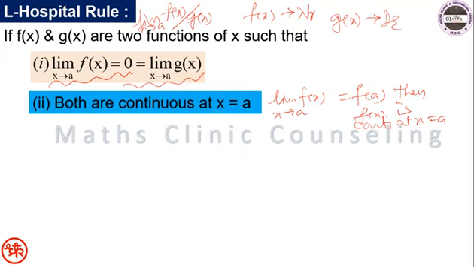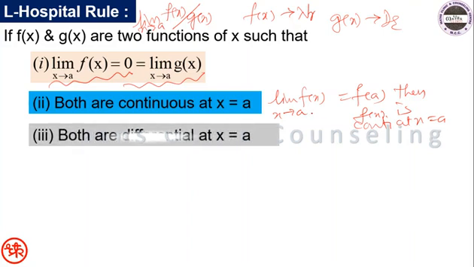So similarly, g of x should also be continuous at x equal to a. Then the third condition is that both are differentiable. Their derivatives must exist. Both means f dash of x and g dash of x exist. Both are differentiable at x equal to a. Is that clear? So this is the third condition.